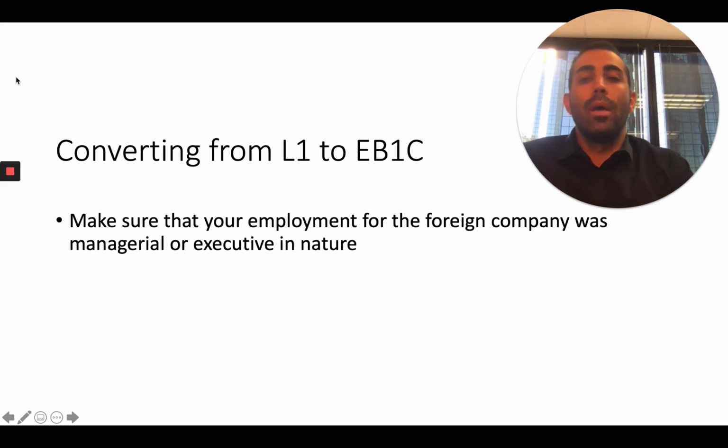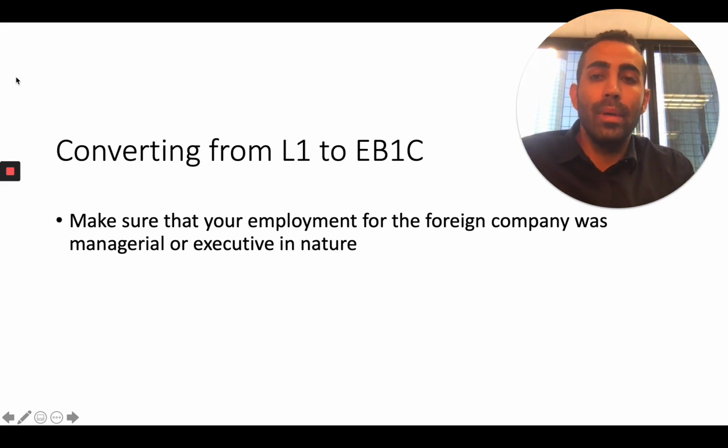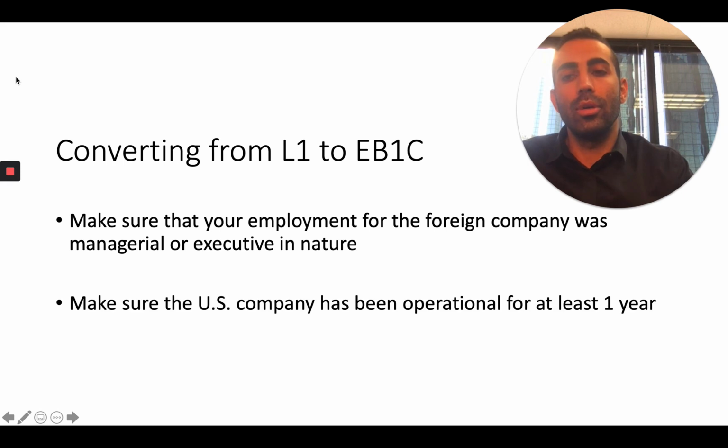First, make sure that your employment with the foreign company was managerial or executive in nature. As I discussed, under EB1C, specialized knowledge employment does not qualify. Your employment for the foreign company must have been managerial or executive in order to qualify for EB1C. So if you're going from L1 to EB1C, it's very important that your employment with the foreign company was managerial or executive in nature.